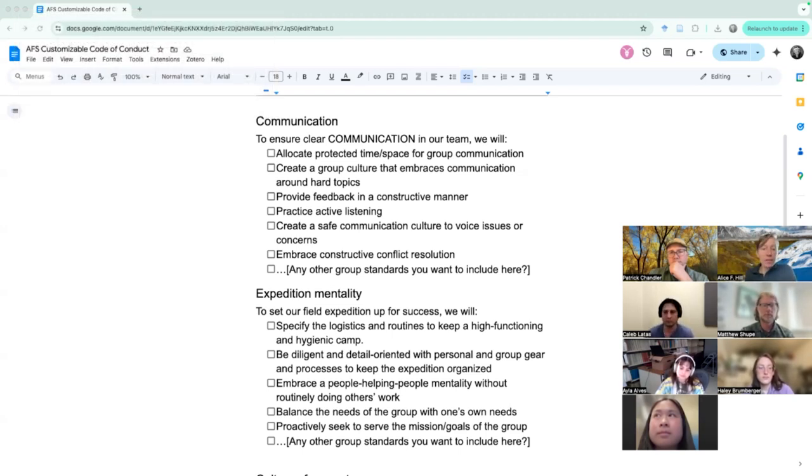Okay, let's dive in. So the first topic is to allocate protected time and space for group communication. Does this resonate with anyone? Do you feel it's important for our group culture? And have you experienced campaigns that did this really well, or maybe you learned something, you observed something you want to explicitly avoid in our team?